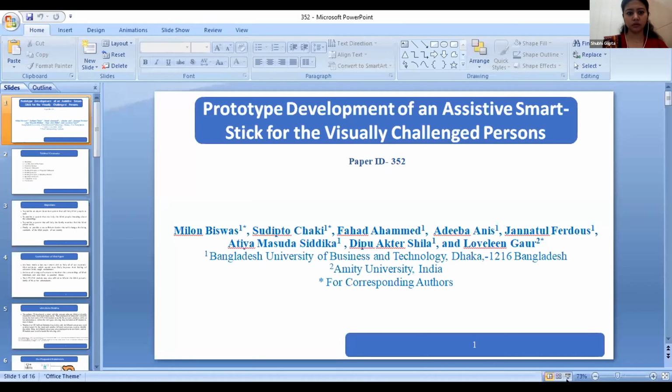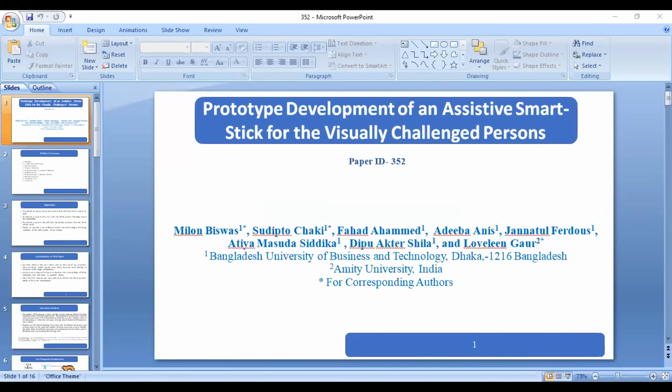We will now request Ms. Deepu Akhtar to present her paper, if every technical glitch has been taken care of, for paper ID 352. Okay. Thank you, panel members. Hello, everyone. Hello, ma'am. Yes, your screen is visible now. The title of our paper is Prototype Development of an Assistive Smart Stick for the Visually Challenged Persons.